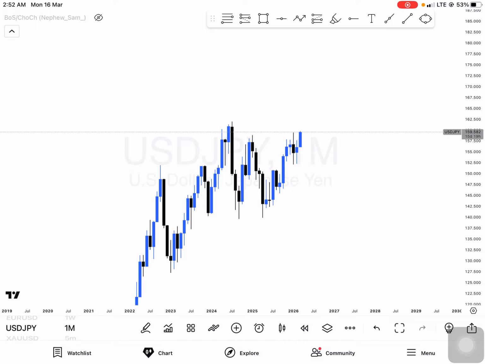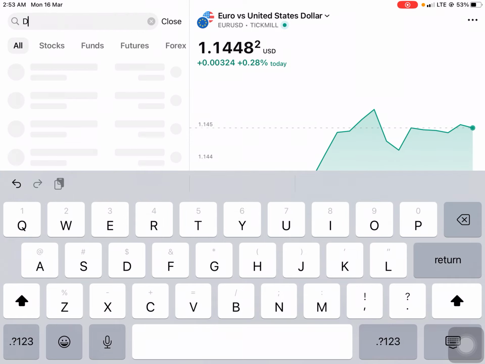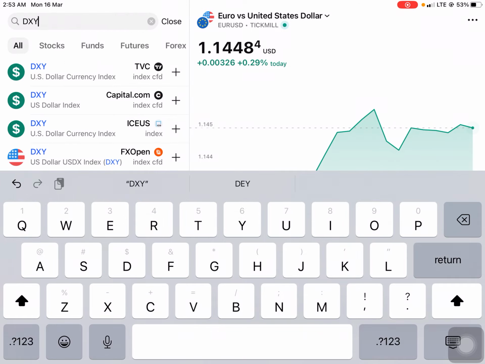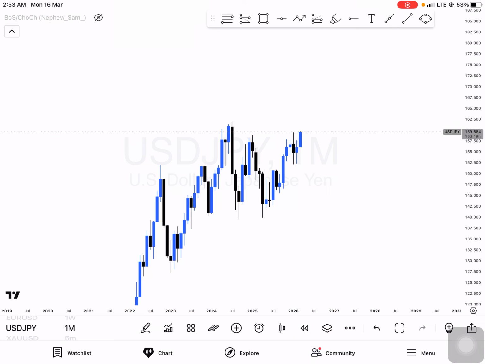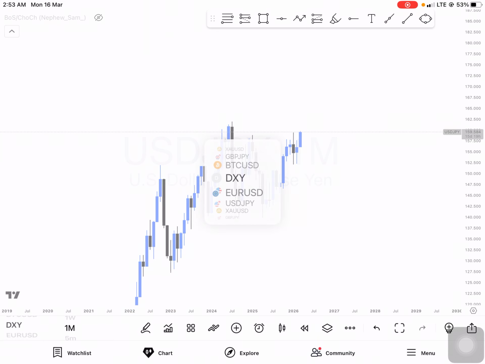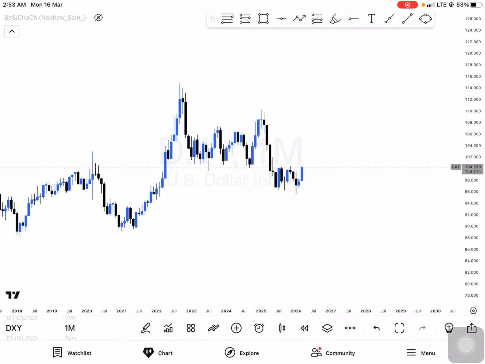Before we continue to do anything on the US pairs, the first thing we need to do is to check our DXY to see what the market is doing. How strong is the dollar or how weak is the dollar? So the first thing we'll do is to check on our DXY. Let's see what the DXY is presenting.